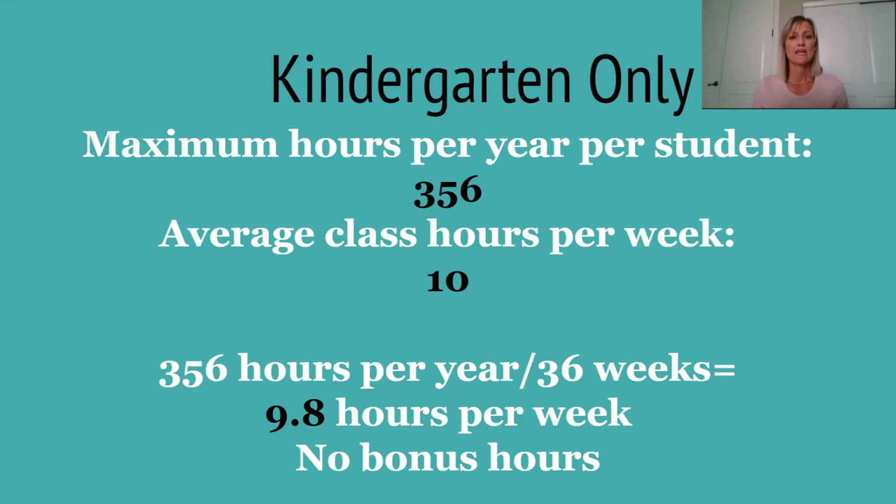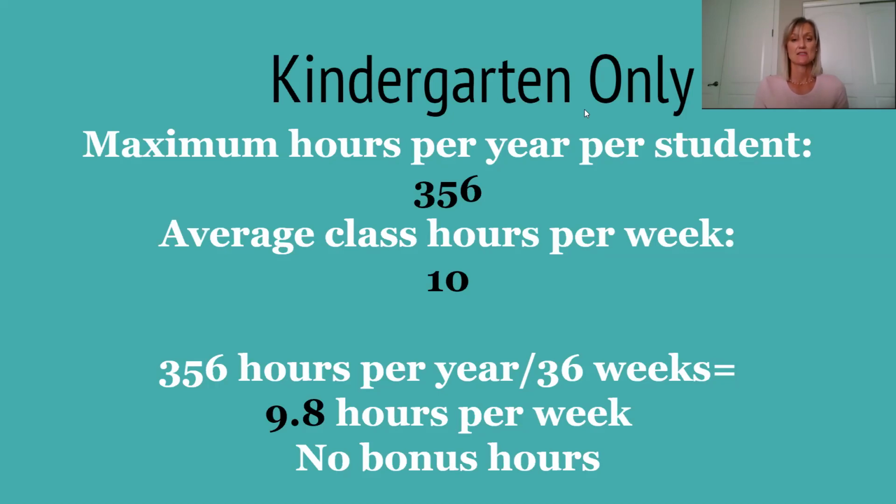For kindergartners only, the maximum pay per year per student is $356. The average class hours per week would be 10. If you take the 356 and divide it by 36 weeks, if you do a 36-week school year, that's 9.8 hours per week. That's your average. It just gives you an idea how many you need to do each week in order to make the 356 at the end of the 36 weeks.